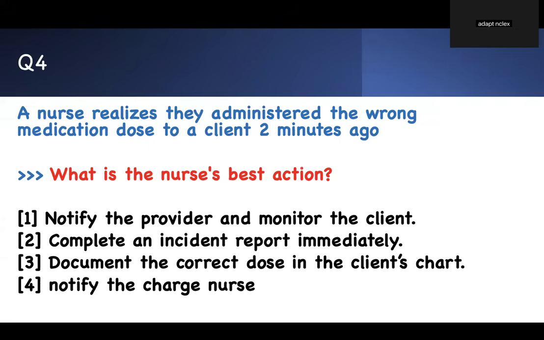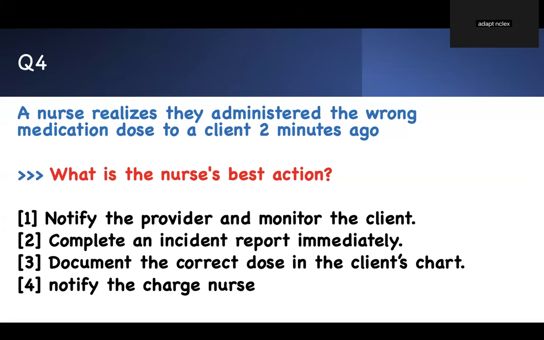Complete an incident report immediately. Is this what you should do if you have 1 second? Document the correct dose in the client's chart. What do you think? Notify the charge nurse. Think about it. You give a patient a wrong medication, the wrong dose is going to cause a problem for the patient. Assess how the patient is responding to the medication. Of course, we need to do an incident report.